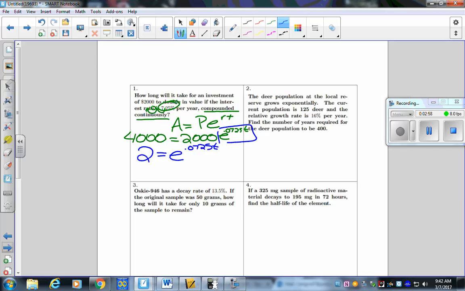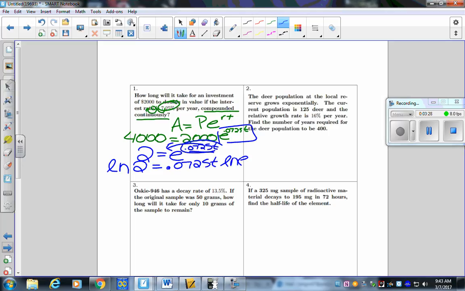Keep in mind my variable is in the exponent. That's what I'm trying to solve. I need to bring that to ground level. This 0.0725, I can't move yet because it's stuck up there as well. So how do we bring it down? We take the log of both sides. You really can take any log base. However, because my base is e, it makes sense to do the natural log because they will undo each other. So I've got the natural log of 2 equals, using my power property while taking the log, 0.0725t times the natural log of e.